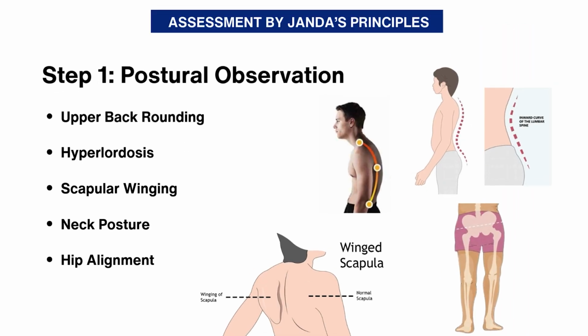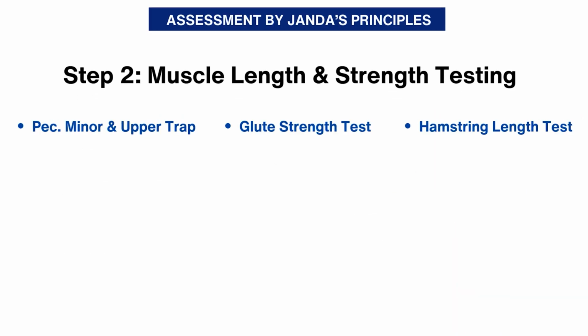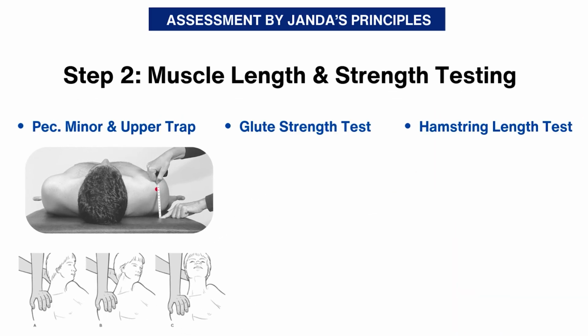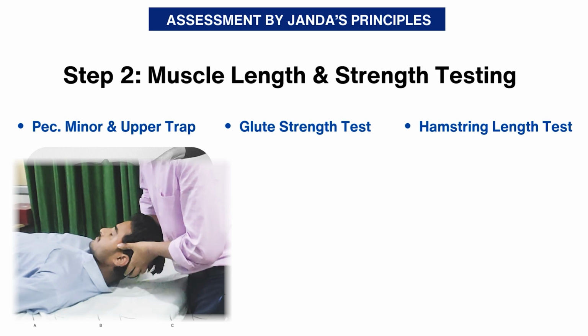So the first step in assessment of layer syndrome is postural observation. Upper back rounding and hyperlordosis in the lumbar spine is clearly seen in such patients. Step 2 is the muscle length and strength testing. We are going to check for the pec minor and upper trapezius length first.